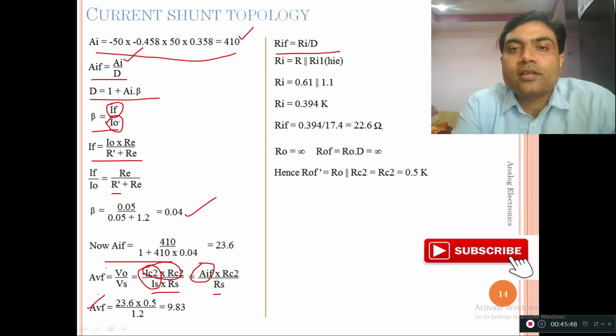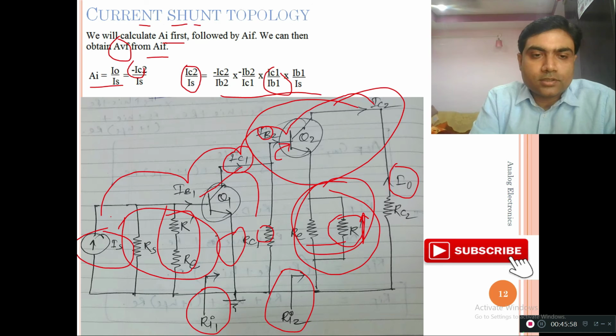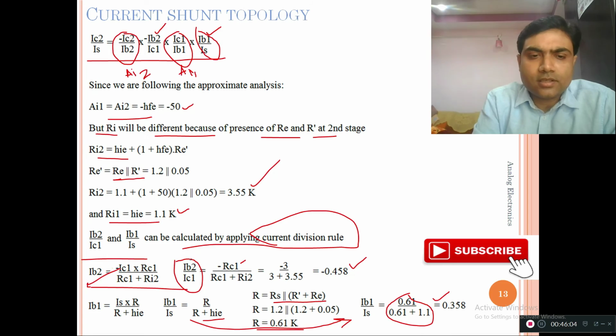So RIF here is RI upon D by the virtue of the current shunt topology. And what is RI? RI is nothing but the parallel combination of R and RI1. So this is R. What is R? R is the combination of RS, R dash plus R. Here we have calculated R.